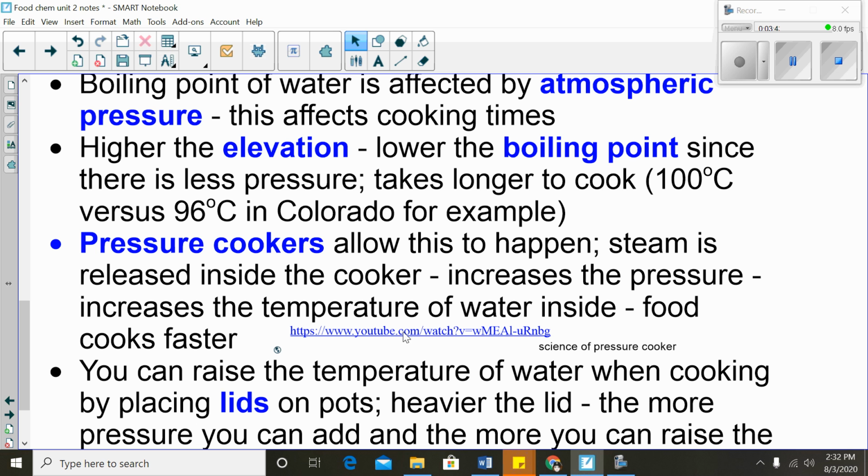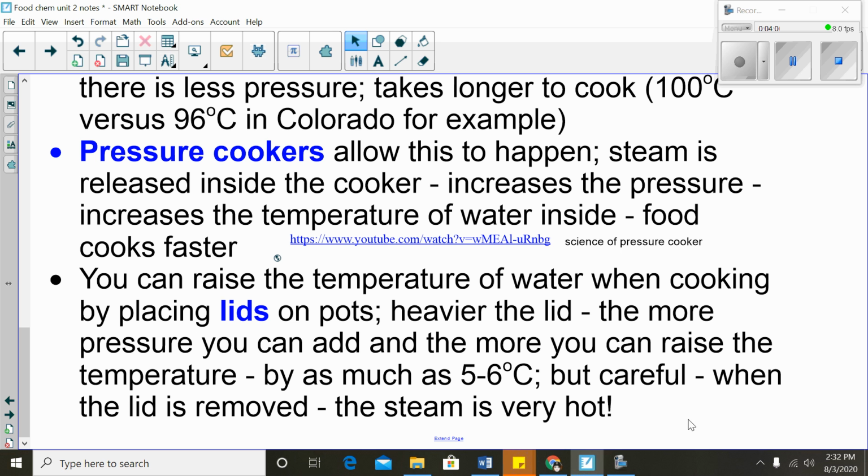And I've got a great video, it's not that long, but if you're curious about the science of a pressure cooker, you can actually see one in the video, and the chef will explain why they're great to use, what it does for the food, and you'll also see how it works. Now you can raise the temperature of water when cooking simply by placing lids on pots. So the heavier the lid, the more pressure you can add and the more you can raise the temperature by as much as 5 to 6 degrees Celsius. But you've got to be careful. When that lid is removed, the steam is super hot.